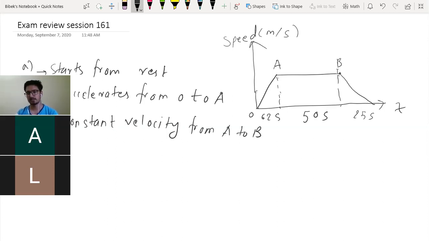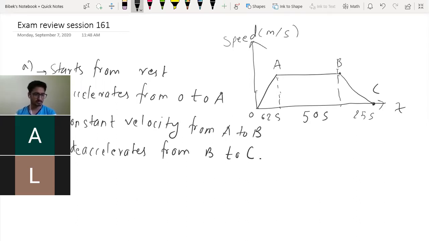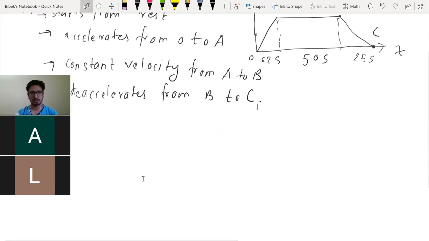And lastly, it decelerates. The speed is decreasing with time. So your velocity will decrease eventually, and it comes to a stop at this point. This point is C. So it decelerates from B to C. That's how you describe a problem like this. So let's go to number B. This one was easy.